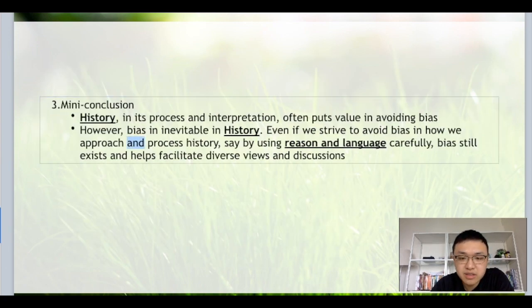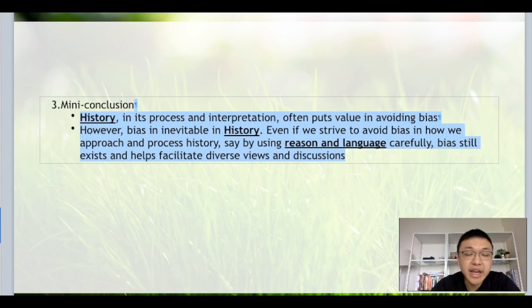So then you can write your mini conclusion for history as an area of knowledge. So you can say in history, avoiding bias is often commendable, right? Because historians aim to have an objective understanding of historical events, but then bias is also inevitable. So even if we strive to avoid bias, bias can help us to facilitate different views and discussions, right? Okay, so this is the point in history.